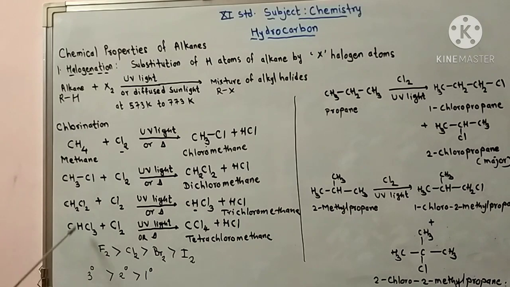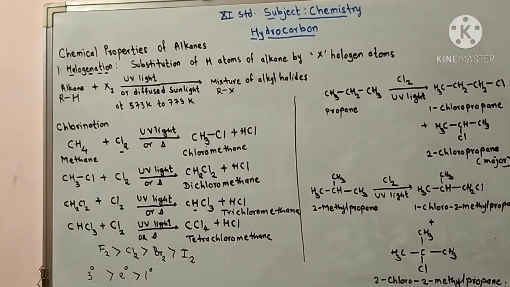And the reactivity order for the ease of replacement of hydrogen from a carbon atom is this: a hydrogen is very easily removed from a tertiary carbon of an alkane, more than from a secondary carbon. So tertiary is the most reactive, hydrogen is more easily replaced from a tertiary carbon than from a secondary and then a primary carbon.